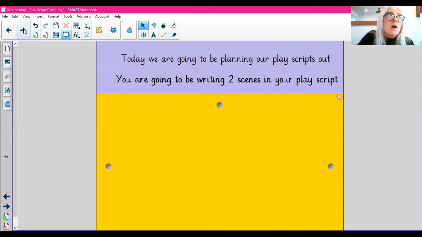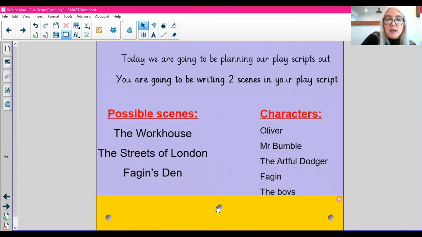And of course, our play script is going to be about Oliver Twist. So today we're going to be planning our play scripts out. You are going to be writing 2 scenes in your play script. So here are some of the possible scenes you might choose to include in your play script. You could do the workhouse, the streets of London, or Fagin's den.